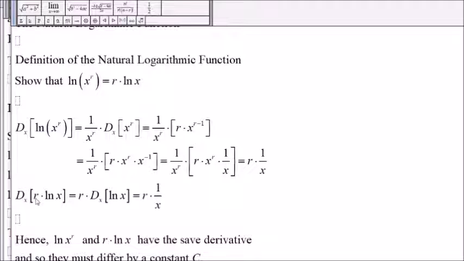And now let's look at the derivative of the right-hand side. r is just a constant. So in the derivative of a constant times the function ln x, because this is a multiplicative constant, we can move it out and place it in the front. And so this is the same as r times the derivative of ln x. But the derivative of ln x is 1 over x. And so we have shown that the derivative of the left-hand side and the derivative of the right-hand side are the same.